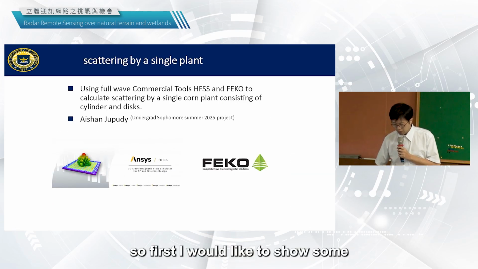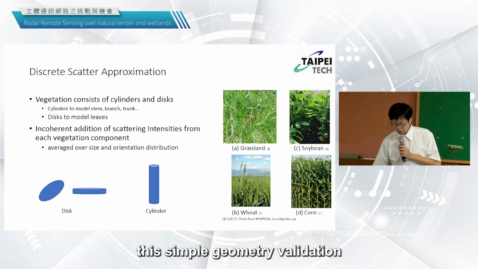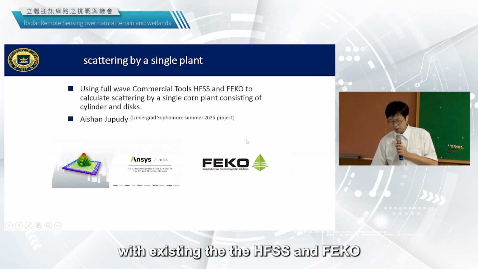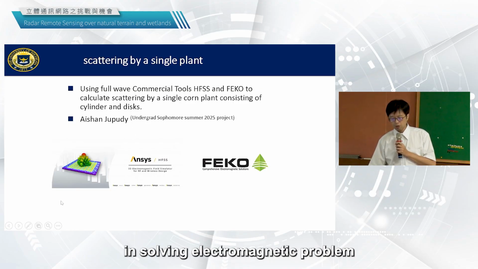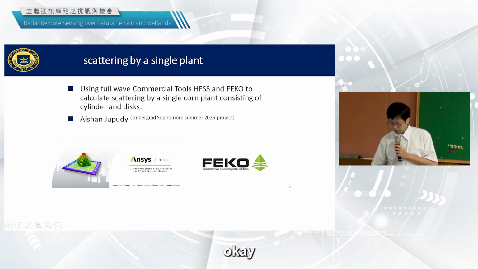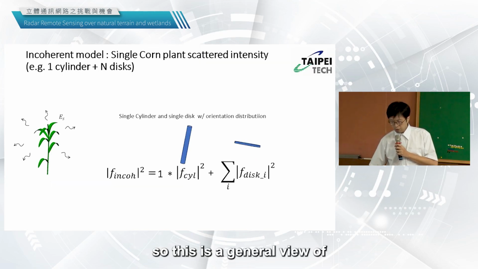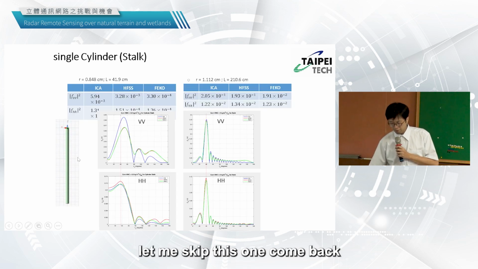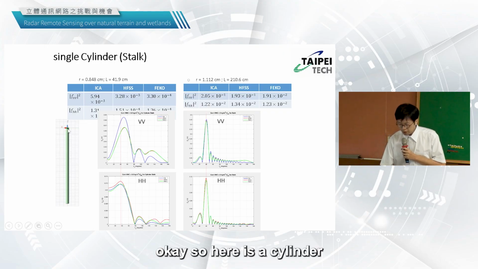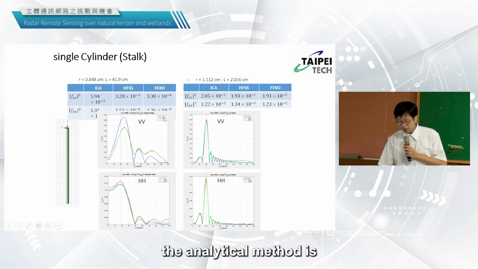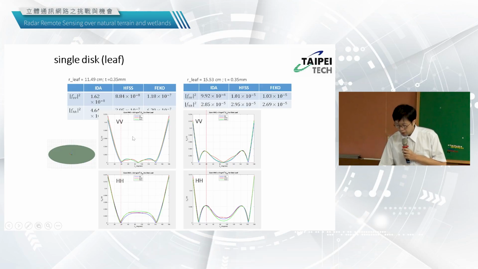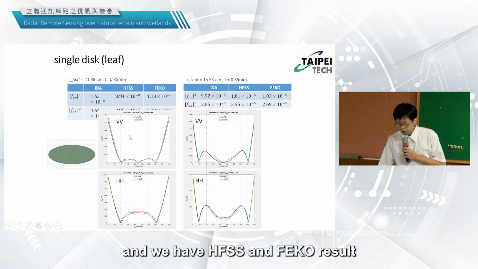So first, I would like to show some validation of this simple geometry with existing HFSS and FEKO, which are very popular commercial software for solving electromagnetic problems. Okay, so here there is a cylinder, and we have 3 methods. The analytical method is the infinite cylinder approximation. And we have the HFSS and the FEKO results.